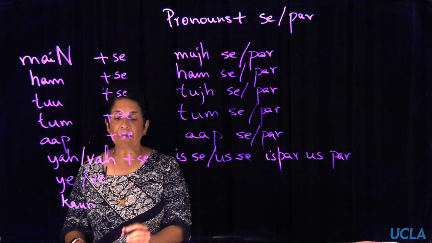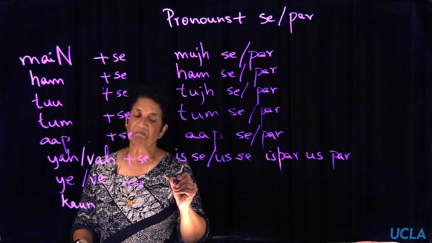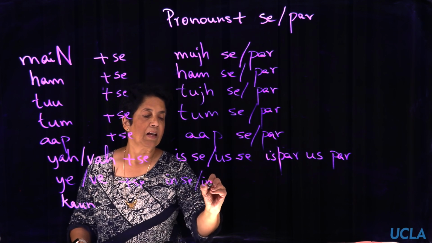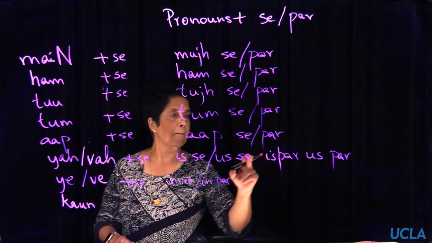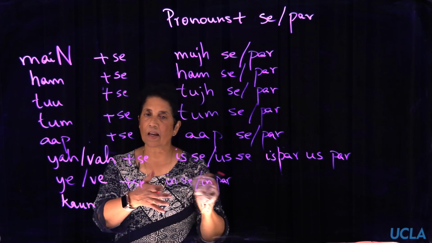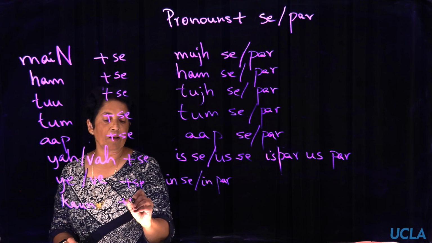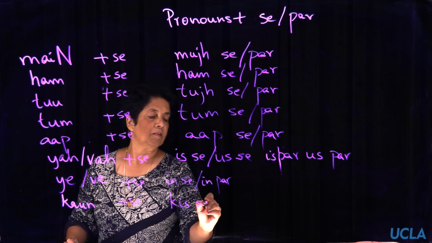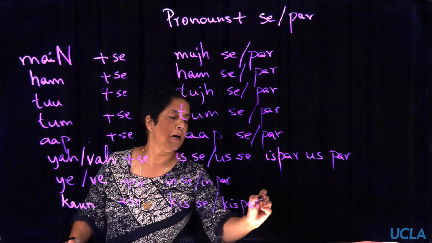Ye and ve plus se will give you predictably in se, in par. Mixing se and par doesn't change the form, okay? And kaun plus se will give you kis se and kis par.